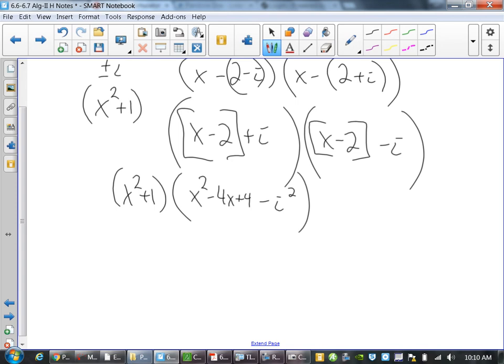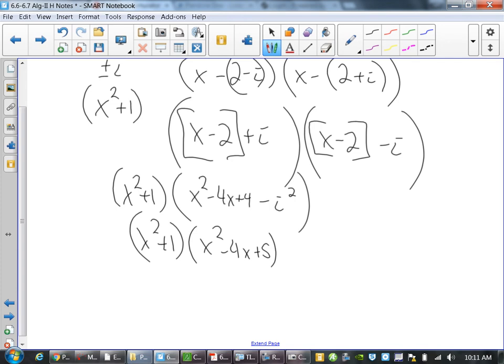So 4 minus negative 1, so you get 5. So you wind up with x squared minus 4x plus 5. And then you just multiply it out.